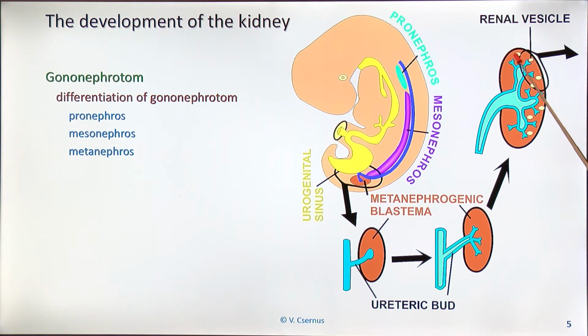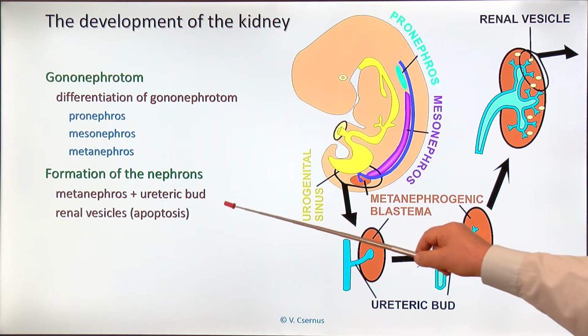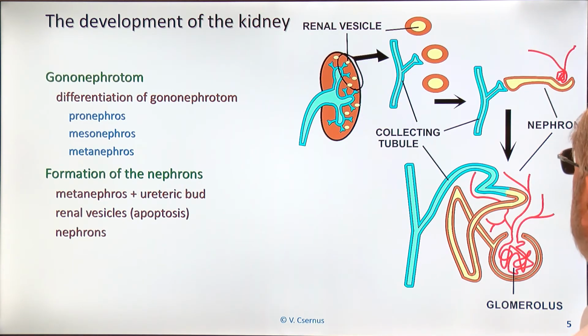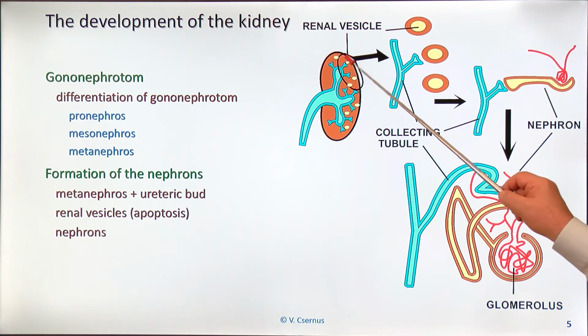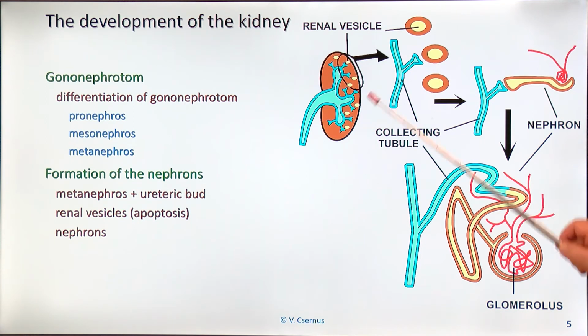What does it mean? With apoptosis, as I said before, cells die and make a cavity, and this is what we name the renal vesicle. In the wall of this cavity the major parts of the nephron develop. How? This is what you saw in the previous picture. Then this renal vesicle and the ureteric bud will make a nephron.